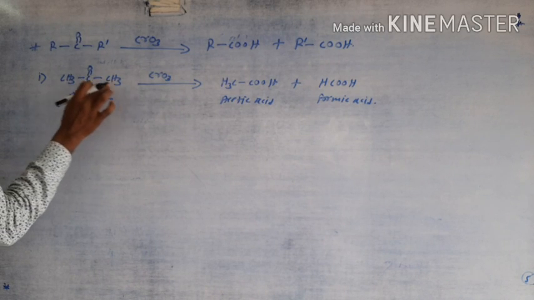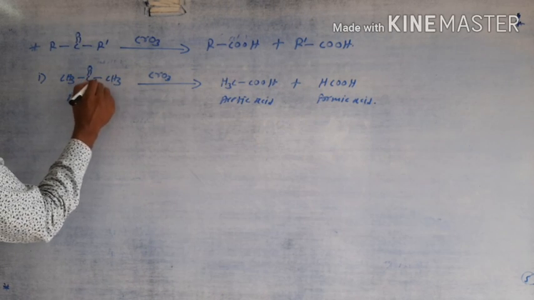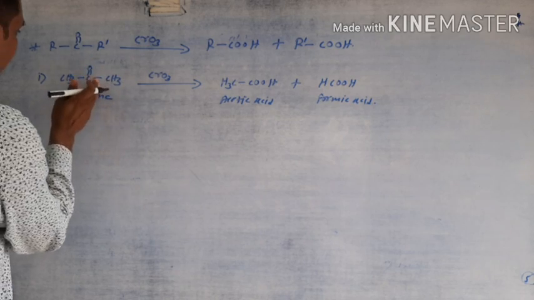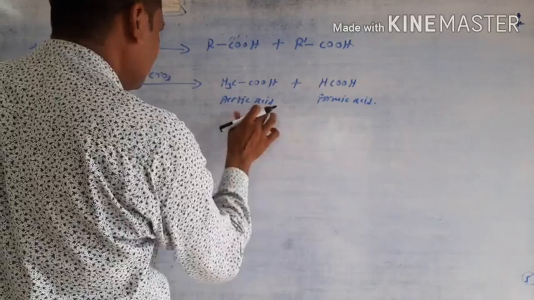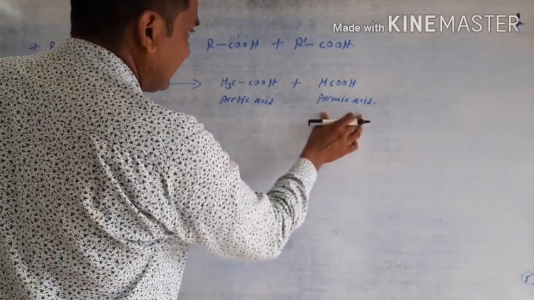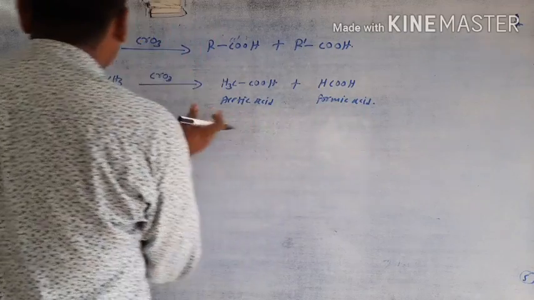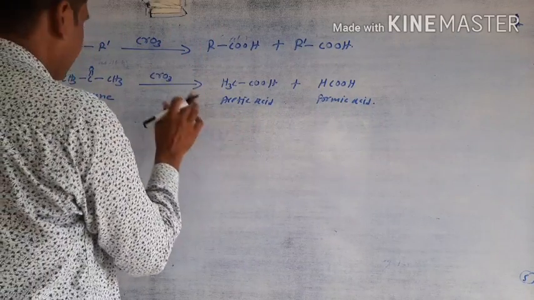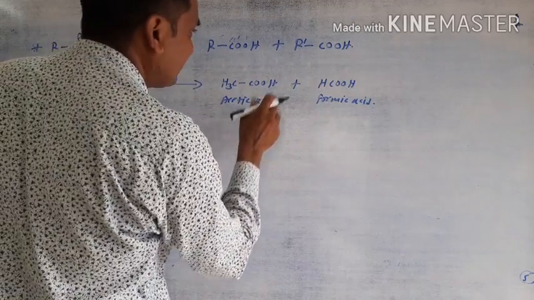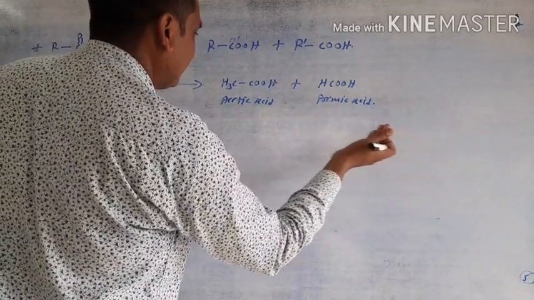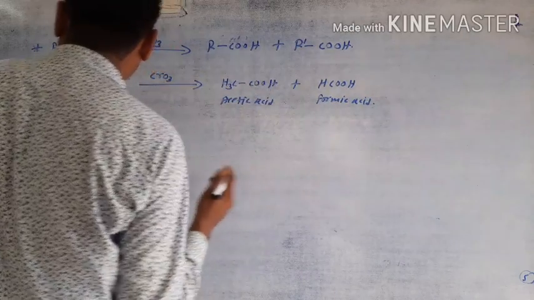This is a three-carbon ketone. Here this bond is broken, and the remaining two carbons give acetic acid after the oxidation, and the remaining one carbon gives formic acid. In both acids, observe that there is one carbon less than in the starting material. Here it is three carbons, but one carbon is lost as formic acid, and only two carbons are available in acetic acid. In this way, one carbon is lost.